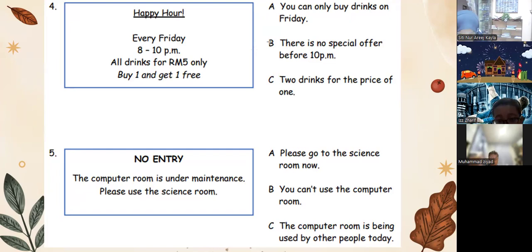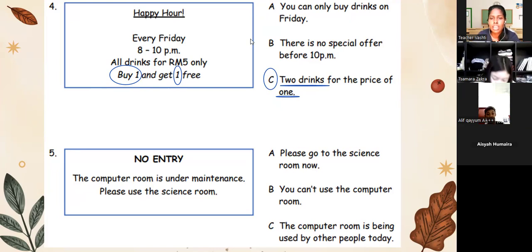A, B, C, everyone answered. Okay, the correct answer is C. 2 drinks for the price of 1. Kenapa? Because they say buy 1, beli 1, lagi 1 free. So maksudnya 2 minuman, 2 drinks, but you are only paying for 1. Buy 1, yang lagi 1 free. So your answer should be C.